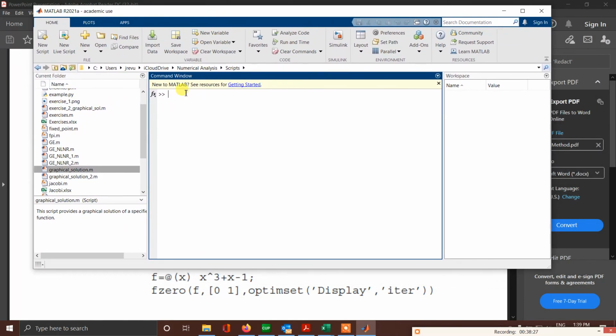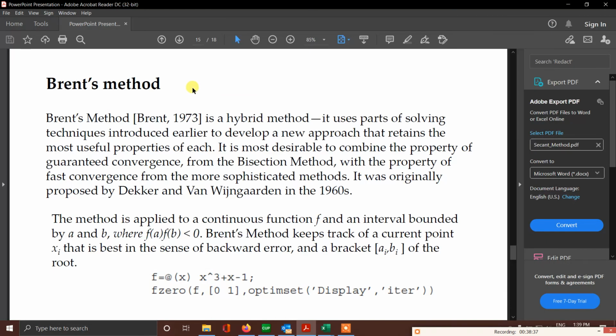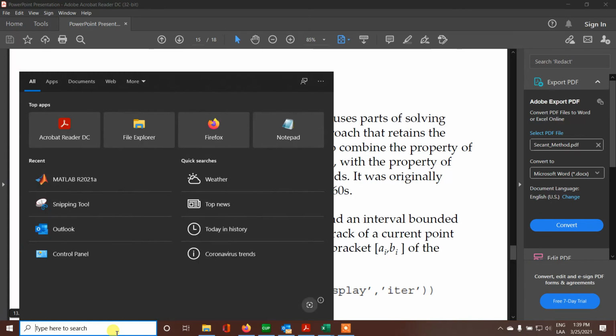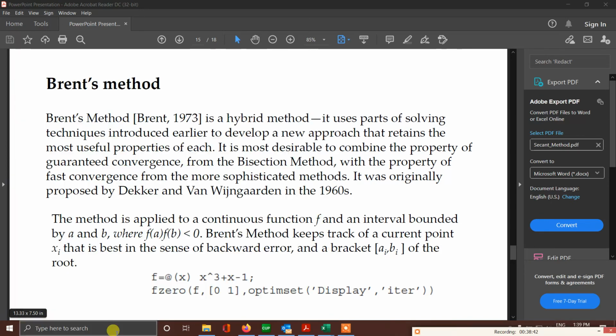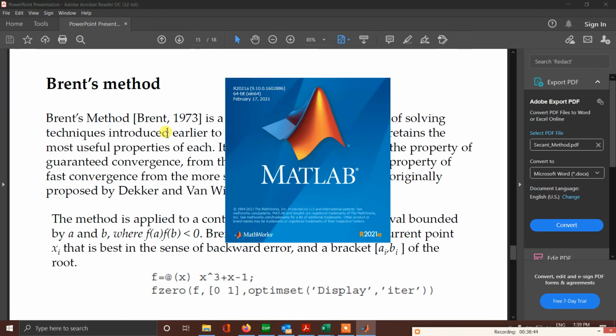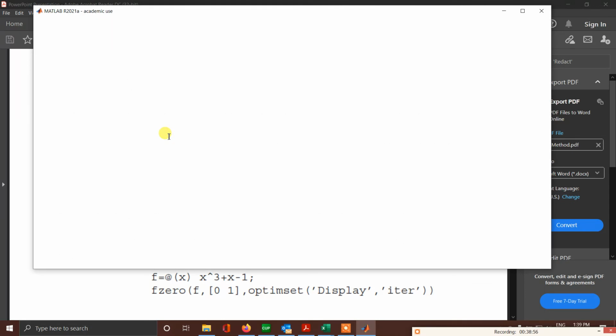So f is going to be equal to the at, which is this one, yep, at of x, of course, because it's a function of x. And then I'm going to use the x cubic plus x minus 1. So that's my function. So the function is f.